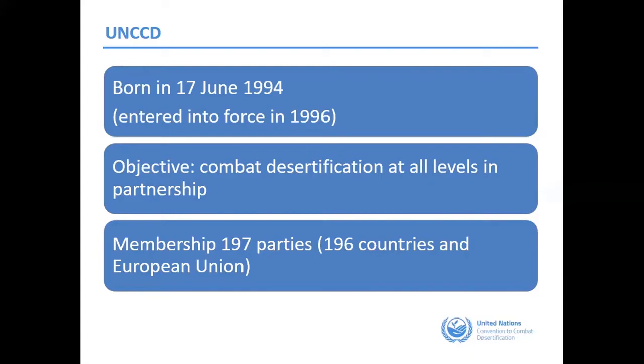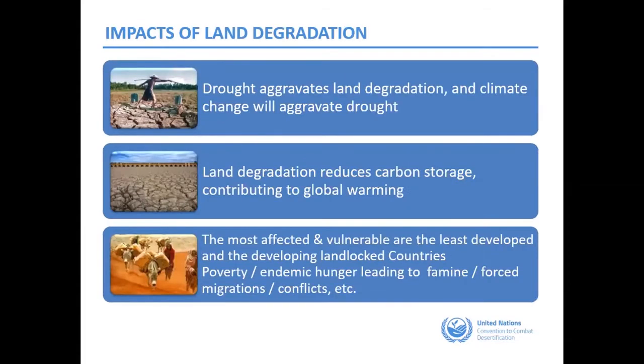The objective of the convention is to combat desertification at all levels and always in partnerships. Our partners, of course, are also all the countries that are members. We have 197 parties at the moment. Desertification is linked to land degradation. So there are two very important topics within the implementation of the Convention to Combat Desertification, which are land degradation and drought.